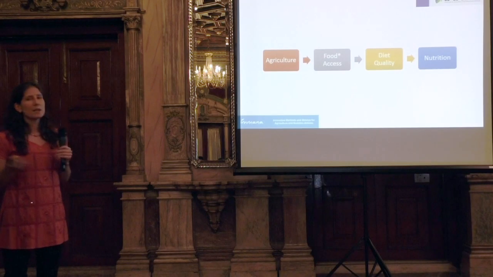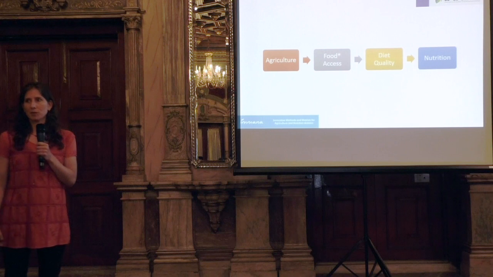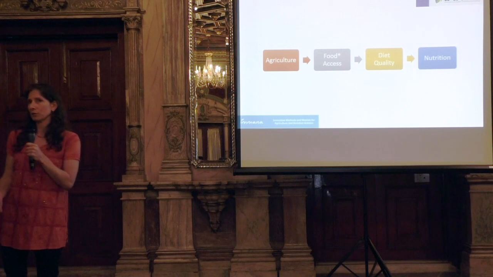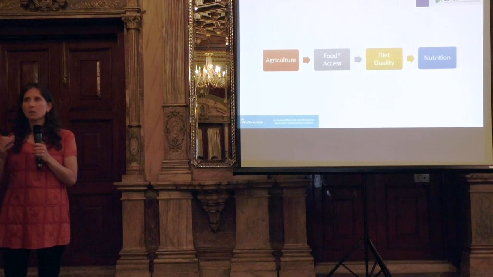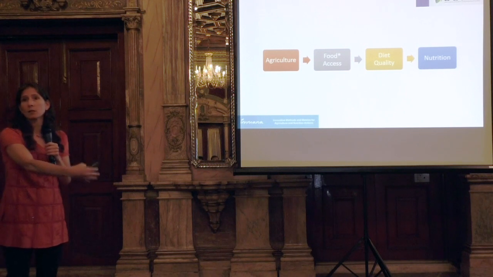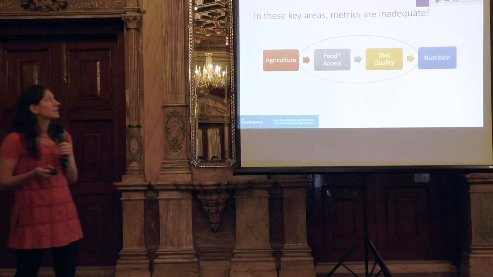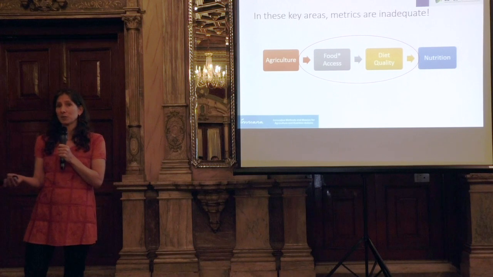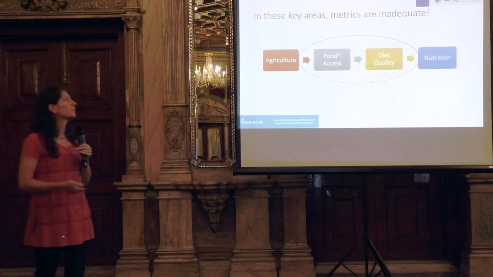So, why do we think it's important to focus on this? We're here at ANH Academy Week talking about agriculture and nutrition linkages. And there are a lot of agriculture and nutrition linkages, but this is a pathway that's very important and that a lot of programs work on, which is the pathway where an agricultural investment or program seeks to improve food access, to improve diet quality, to improve nutrition. And food access, always keeping in mind that it's, again, nutritious food to meet dietary needs. But in these key areas, linking agriculture and nutrition, the metrics that we do have are inadequate to really understand those linkages completely. And that's the rationale for why we wanted to work here on the food access area.